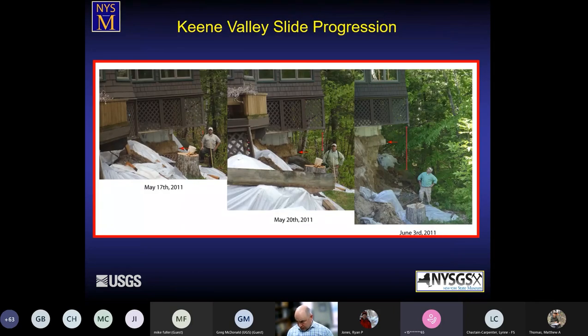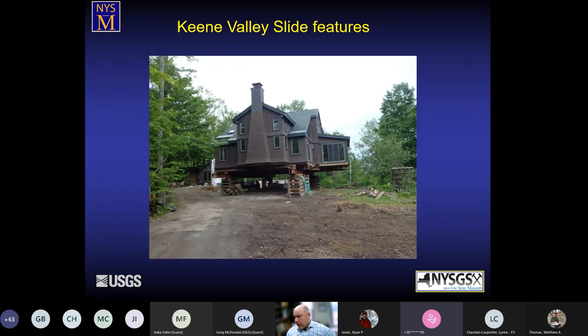Again, other progressions, you can see the foundation of the house here on this large-scale house, dropping like a rock, literally, through June 3rd. And ultimately, this ended up resulting in this particular location. This is a 3,800 square foot, what I would call a mansion or home, that was ultimately picked up off of its foundation. The slide is right behind this house. This house was picked up, moved and relocated approximately 300 feet and set on a brand new foundation at the top of the property.